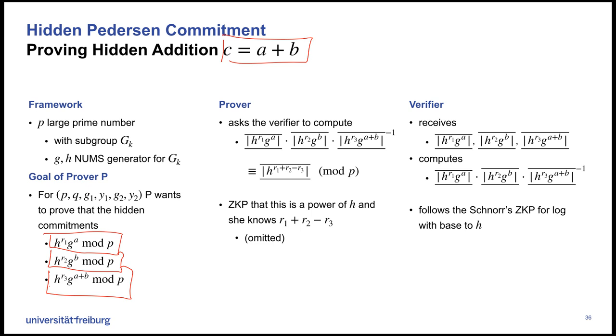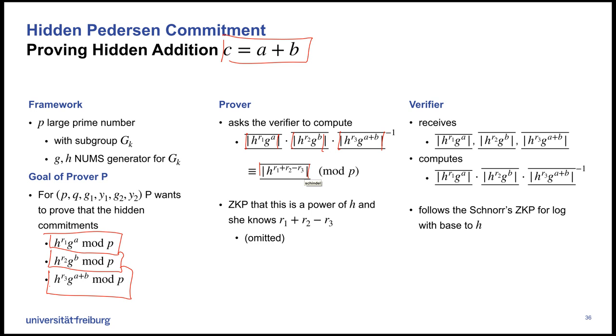So now we will do a zero knowledge proof that A plus B is C. So what we do is, this is now all hidden, so we can send this around. I ask him, oh, you know what? Multiply the first two and divide by the third one. And what we get is h to the power of something, and the g's are gone, if we're not cheating.